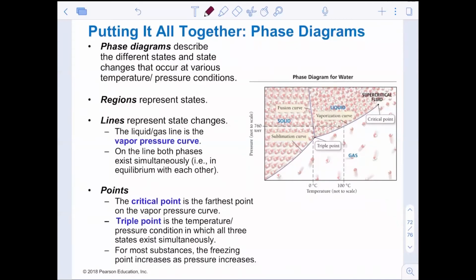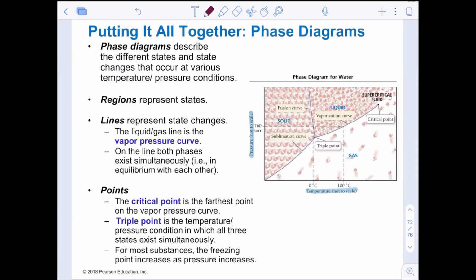Putting it all together, let's wrap up our idea here of phases and different vapor pressures and boiling and fusion and all of that stuff. And we're going to talk about a phase diagram. Now, a phase diagram describes all the different states and the state changes that occur at various temperatures and pressures. It is temperature, not to scale on this diagram, but still temperature on the x-axis, pressure on the y.